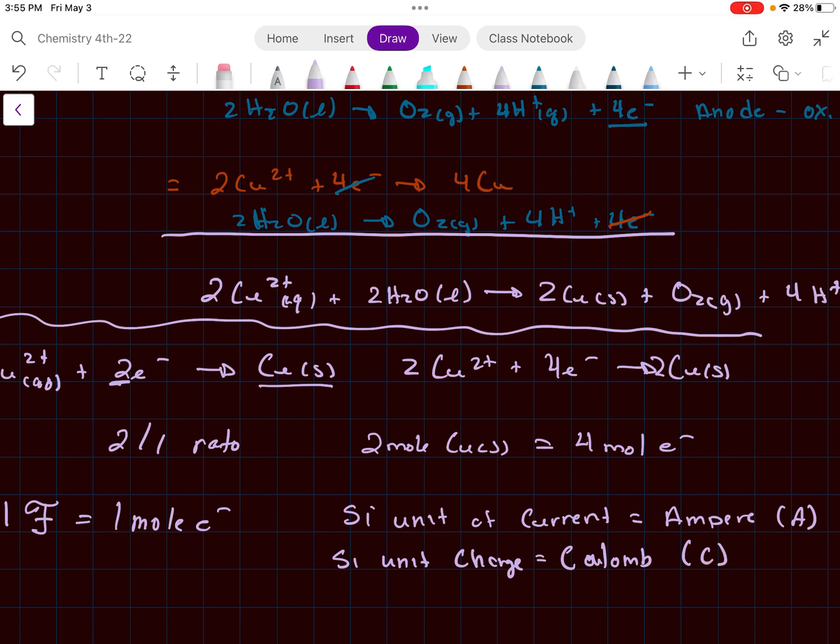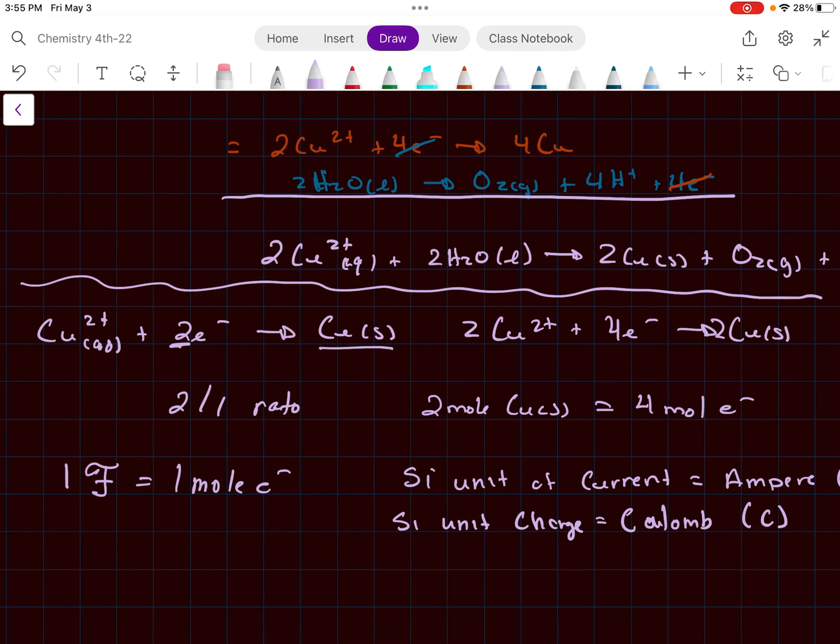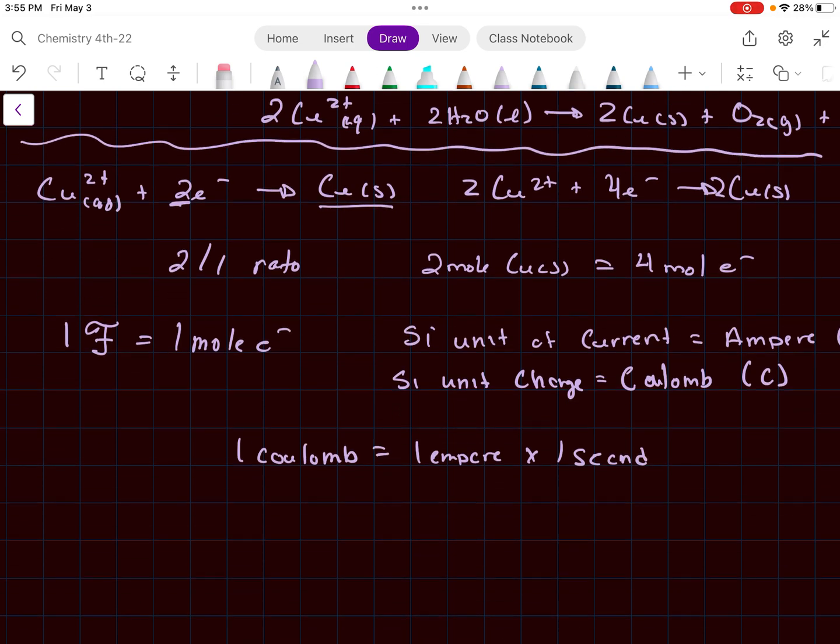The coulomb is the amount of charge that passes by a given point in a wire when an electric current of 1 ampere flows for 1 second. So what does all that mean? It means that 1 coulomb is equal to 1 ampere times 1 second. If I wanted to write this, it would be 1 C equals 1 amp times seconds. And you should have this formula in your formula sheet, okay? If not, it's pretty easy to remember.